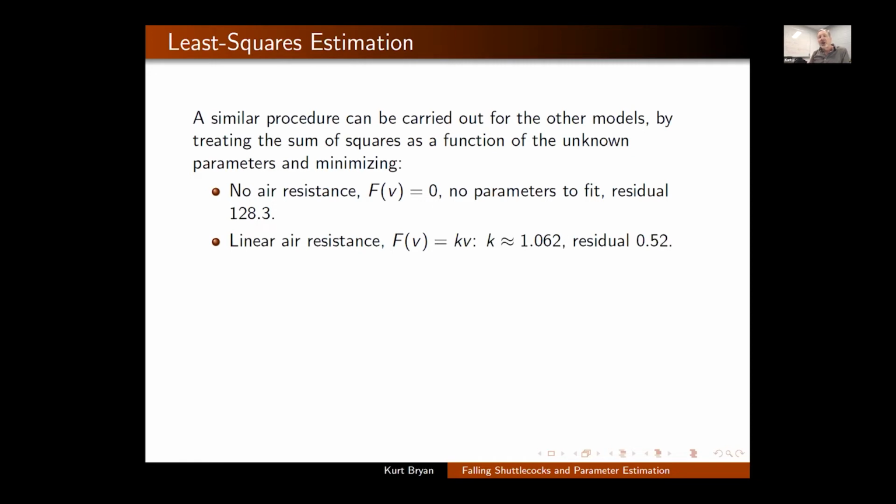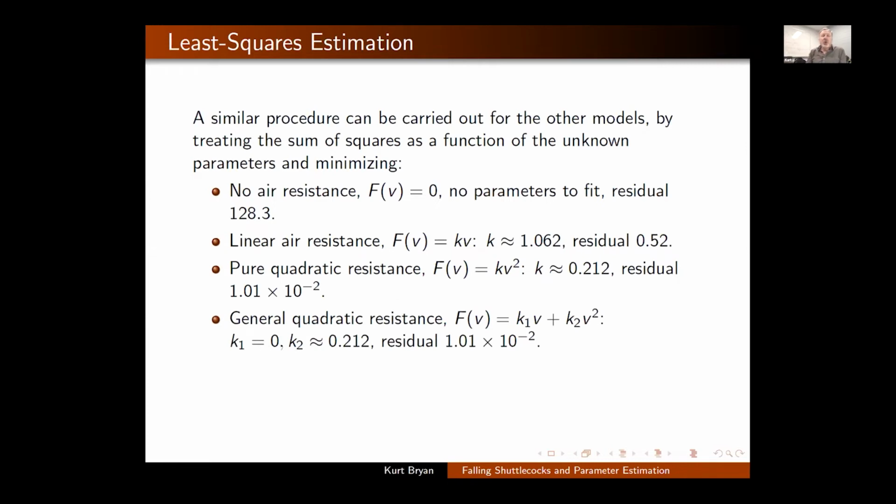The linear air resistance model we just did. The pure quadratic model estimates the constant K at 0.212, for whatever that's worth. And it has a residual that's about 50 times smaller than the linear model. So that's dramatically better. If you fit the general quadratic resistance under the constraint that both K1 and K2 have to be non-negative, it chooses the pure quadratic model. It says set K1 to 0. It might want to push K1 into negative territory, but that's a constraint. Keep K1 at 0, set K2 equal to the pure quadratic model, same residual, but you got that with two parameters.